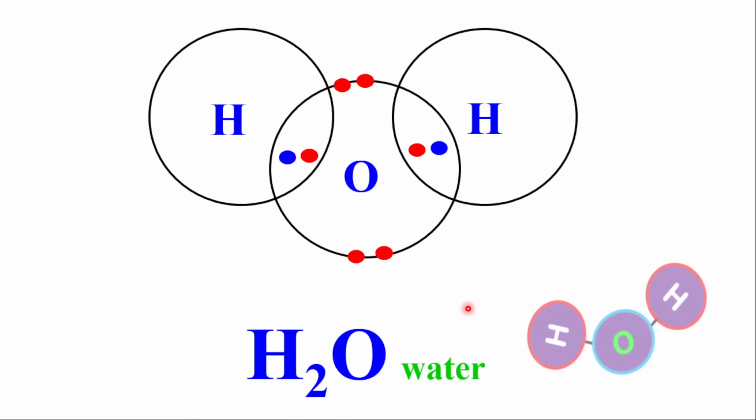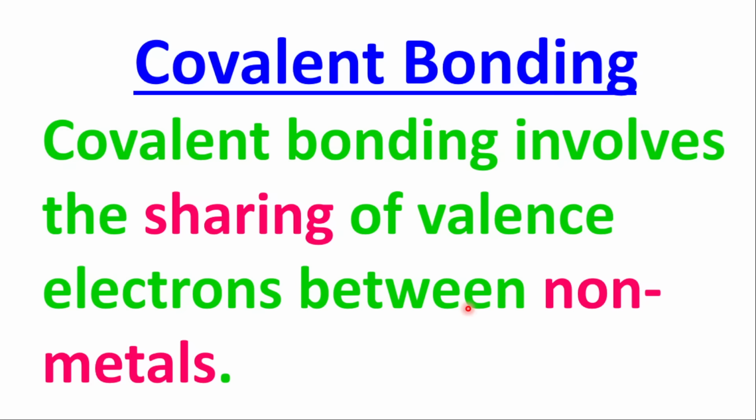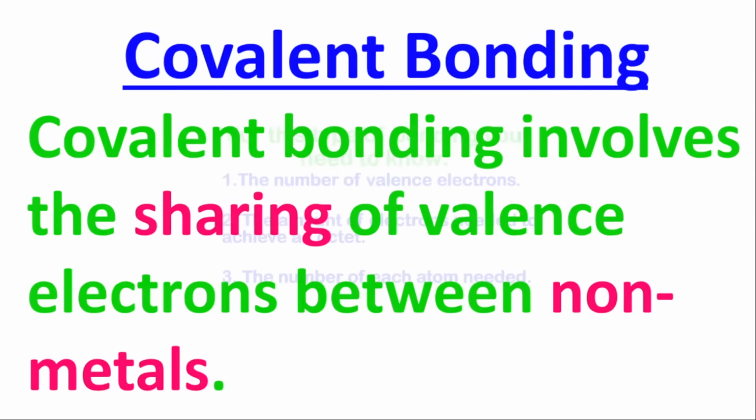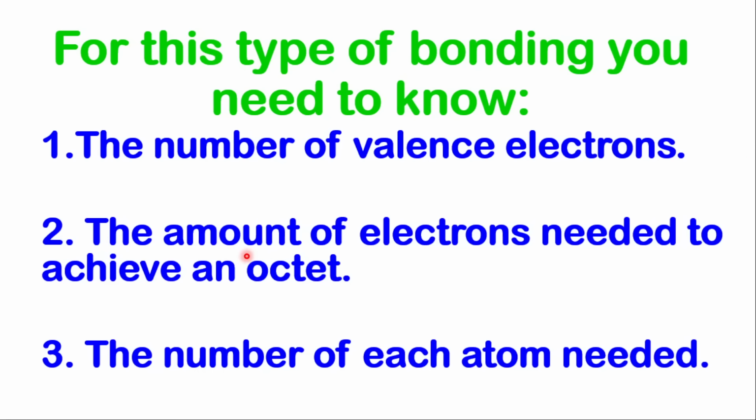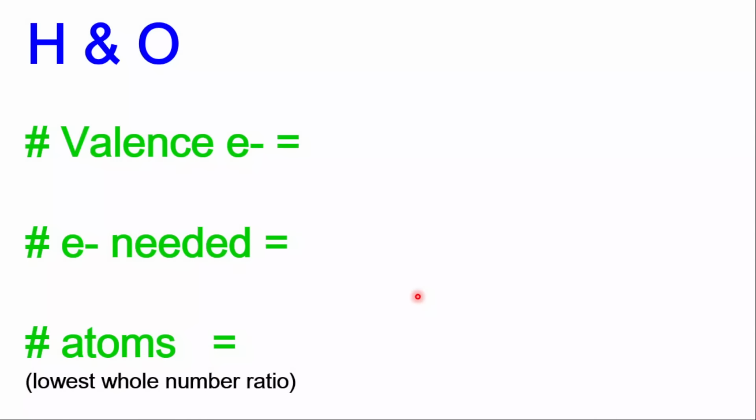All right, so when you're doing covalent bonding, for example, bonding water, how do you achieve that? There's a little format that I follow. Again, covalent bond is sharing of electrons between nonmetals. We don't need to go back over that. We've already been through that. Again, we need to know the valence electrons. We need to know the amount of electrons needed to form that octet or that full shell. And we also need to know the number of each atom needed. All right, and so for a typical example, I'm not going to go through all of them. I'm going to skip over some.